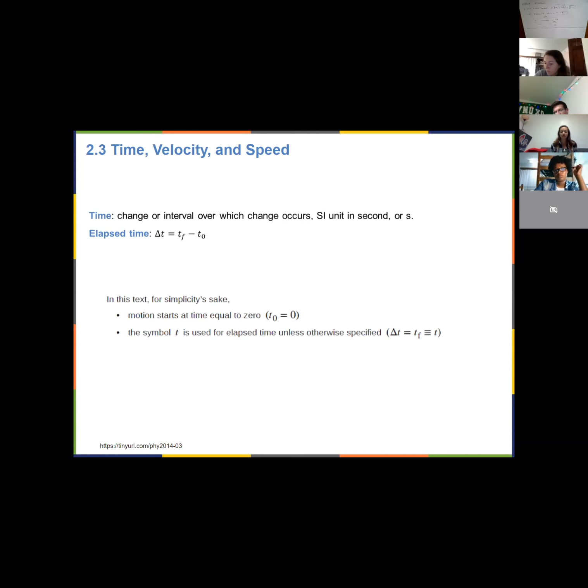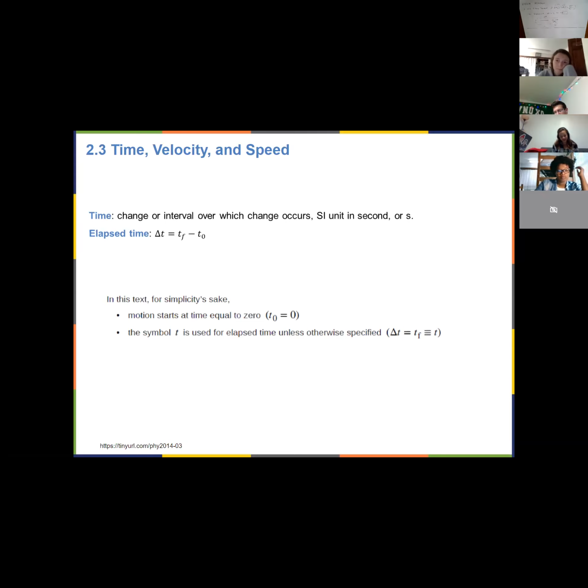Now, the SI unit for time is the second. We'll be talking about a lot of quantities, and we'll pretty much stick with SI units in this class, which is the international standard system of units. We will not use the English units system so much. When a particular quantity is introduced, we'll talk about its SI unit. For time, it's the second, and we use lowercase s as its symbol.